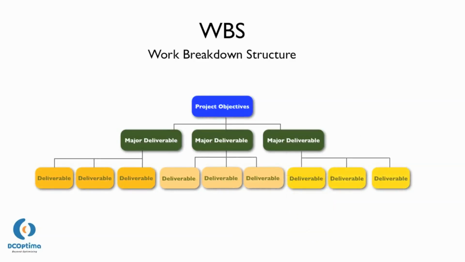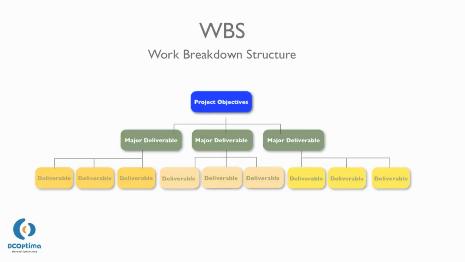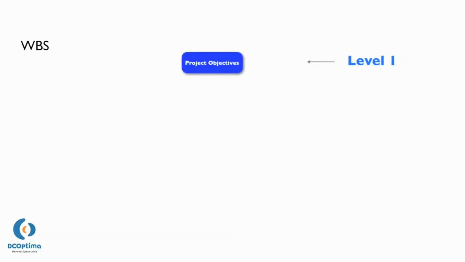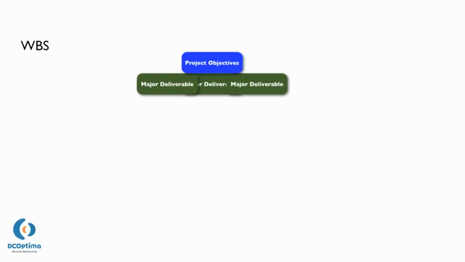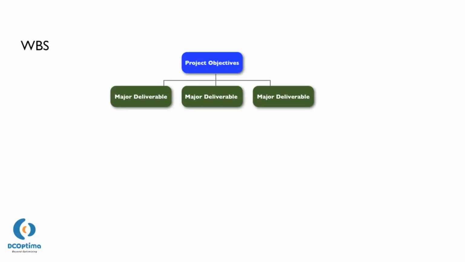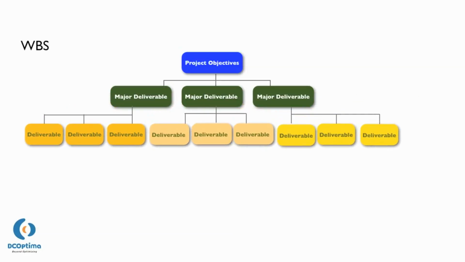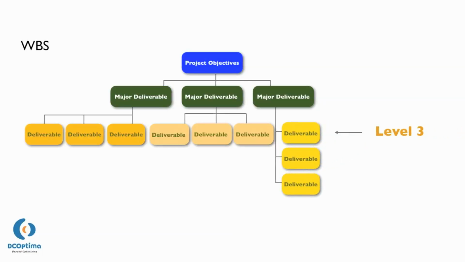WBS stands for Work Breakdown Structure, and it is the foundation of every project, because it defines in detail all the work necessary to accomplish a project's objectives. At level 1 of a WBS, it describes the project name and reflects the objective of the project. A project's objectives can be decomposed into several major deliverables at level 2. To get a major deliverable done, we need to accomplish all the deliverables within. The deliverables are written at level 3.